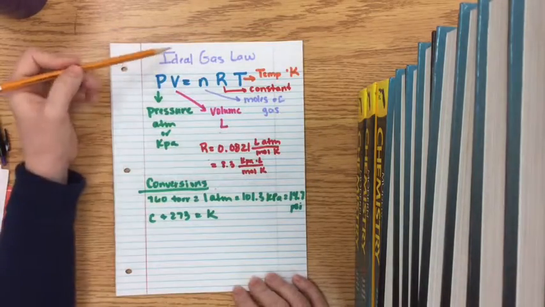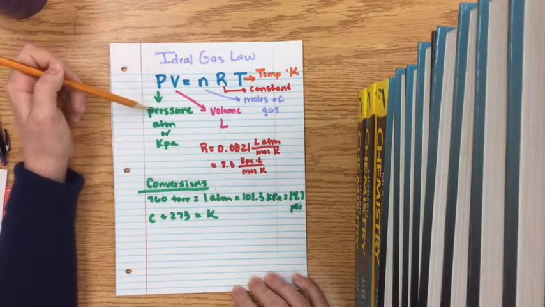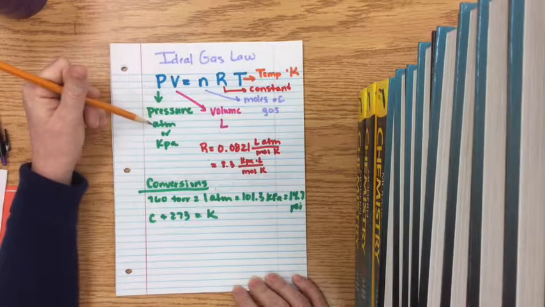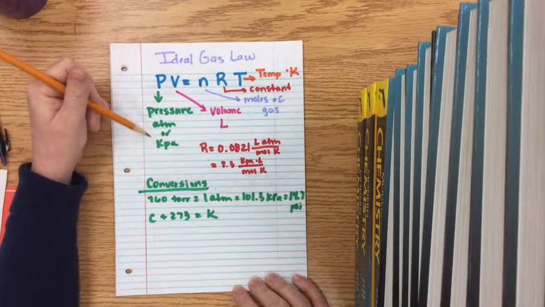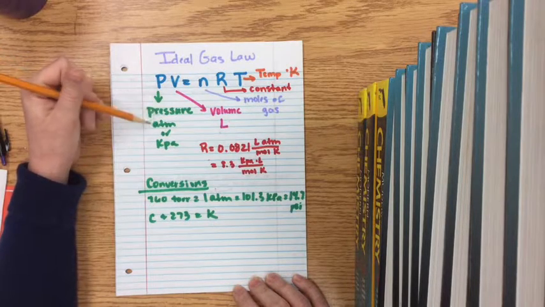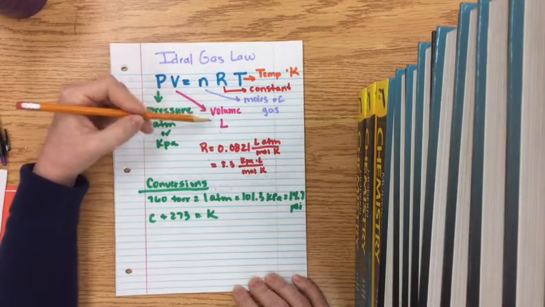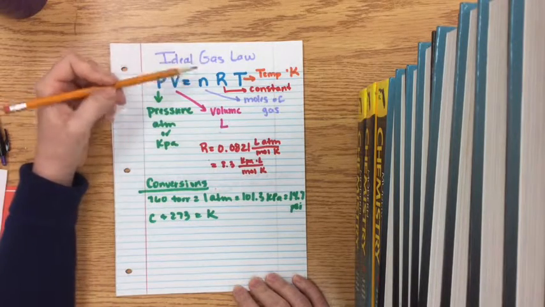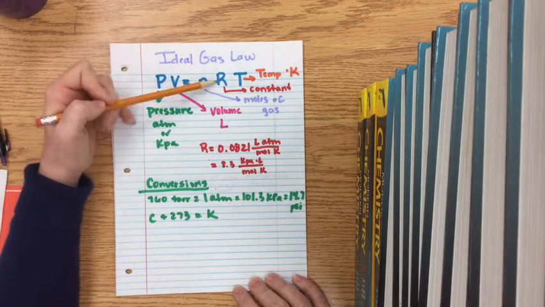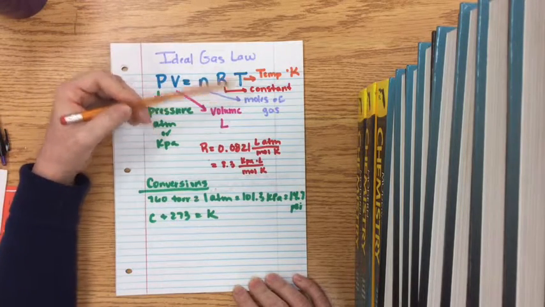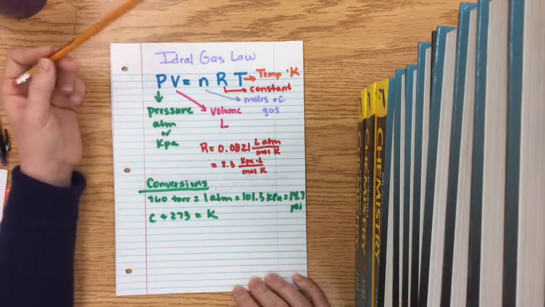Okay, so let's look at this ideal gas law. PV equals nRT. P stands for pressure, and that pressure must be in either atm or kPa. And that's because of the gas law constant. So we'll talk a little bit more about that in a second, but it must be in atm or kPa. V stands for volume, and the volume must be in liters. n is the number of moles of gas, and so again, it must be in moles. R is the gas law constant, and then T is temperature, and temperature must be measured in degrees Kelvin.